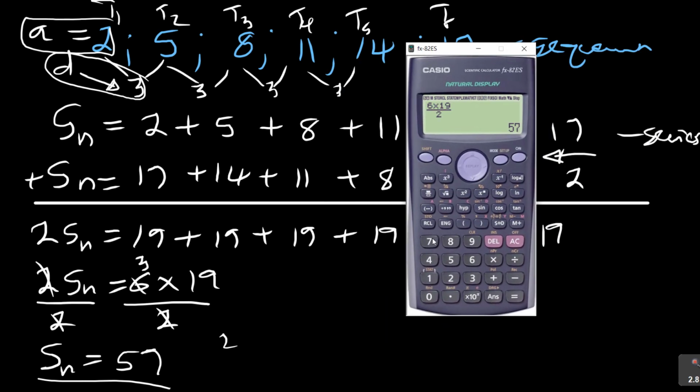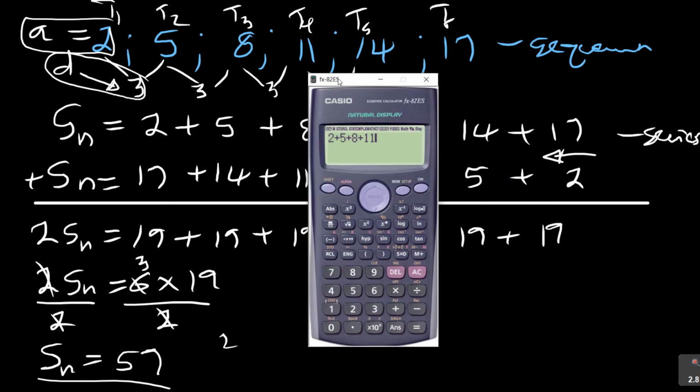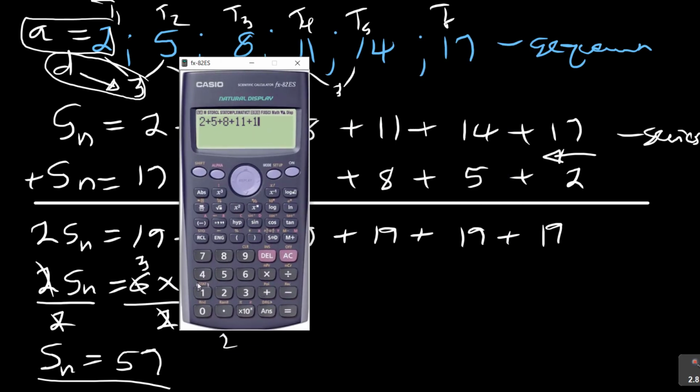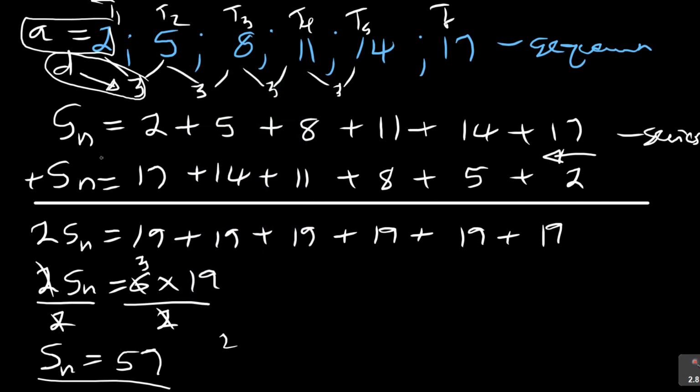Even if I add this, you can try with your calculator. Can you quickly add them? Which is 2 plus 5 plus 8 plus 11 and then plus 14 plus 17. What am I getting? You see, I'm getting 57. So it means it's working.